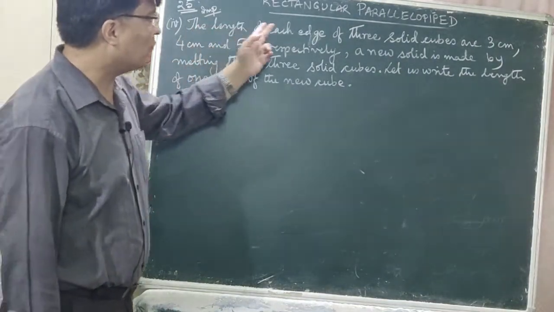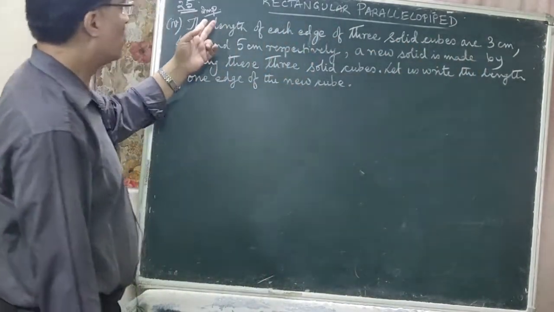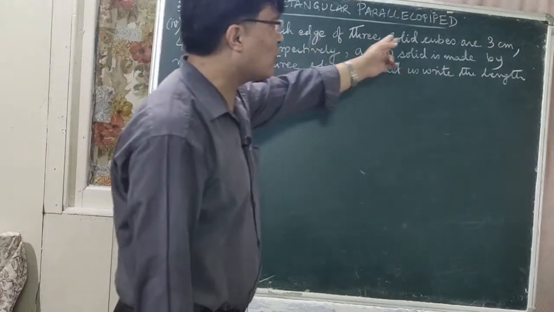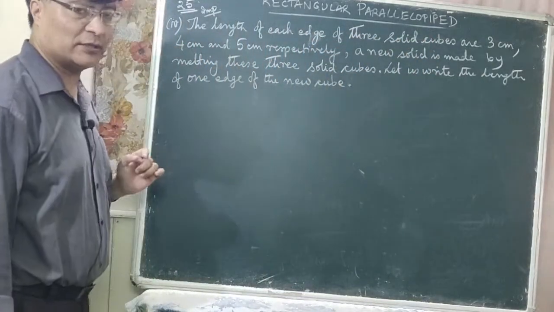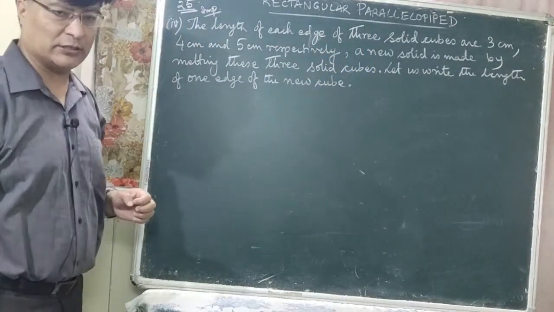So what is the length of each edge of the first solid cube? 3 cm. What is the length of each edge of the second solid cube? That is your 4 cm. What is the length of each edge of the third solid cube? That is your 5 cm.